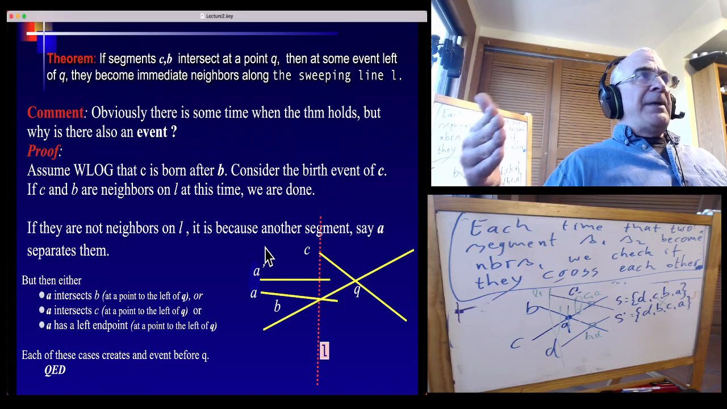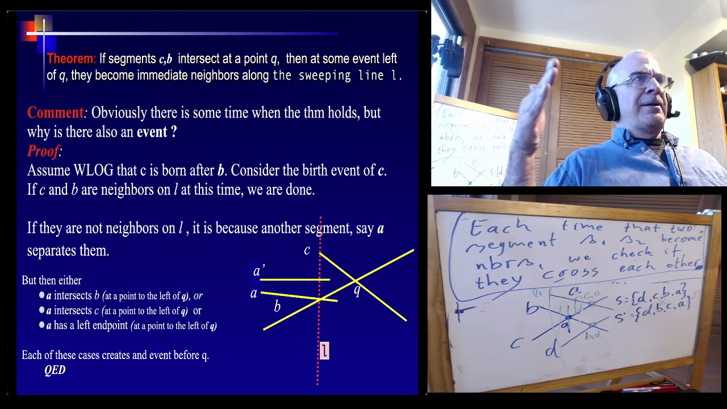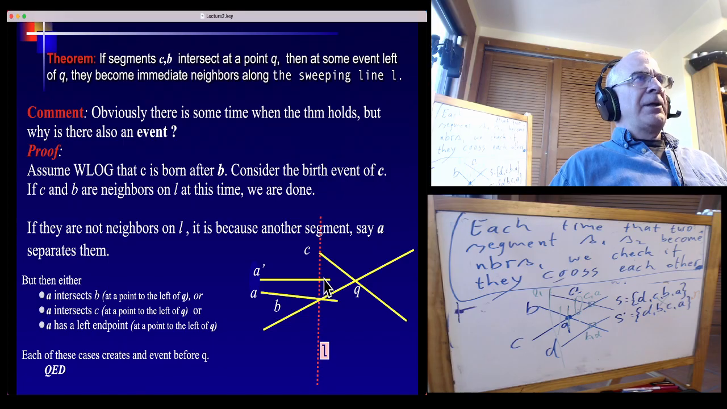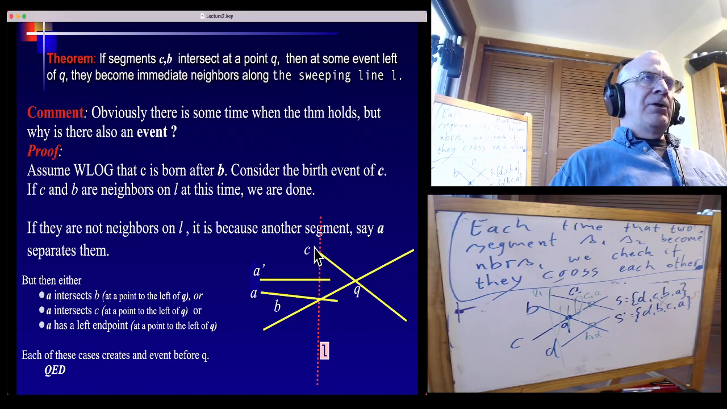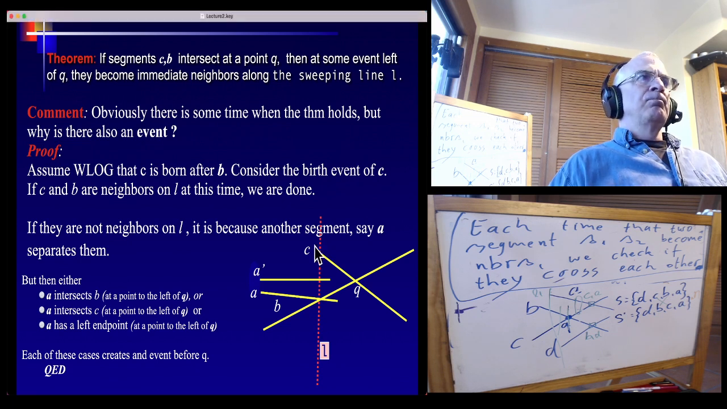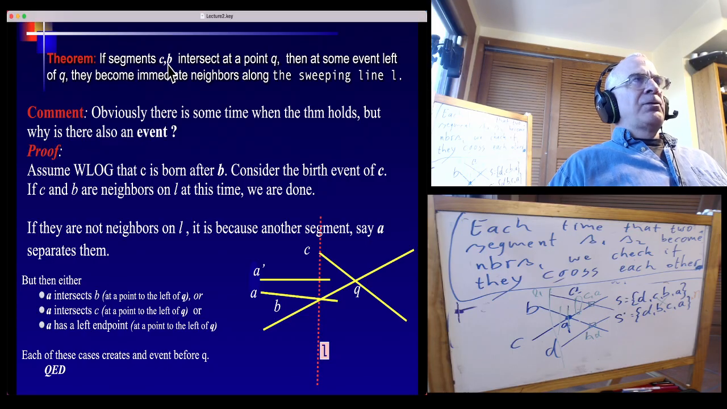Claim: I don't miss any future events. I don't miss any intersection point. That's what the theorem is trying to prove, that through this algorithm, I will not miss any intersections between segments. Why? The theorem says actually a bit stronger: if two segments C and B intersect at a point Q, and remember, no vertical segments.